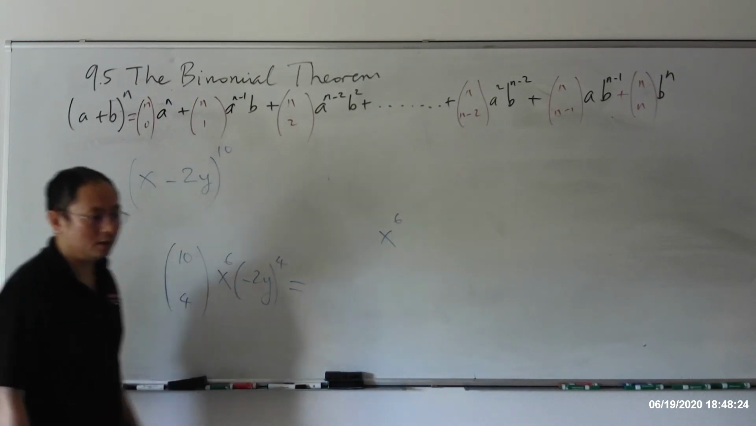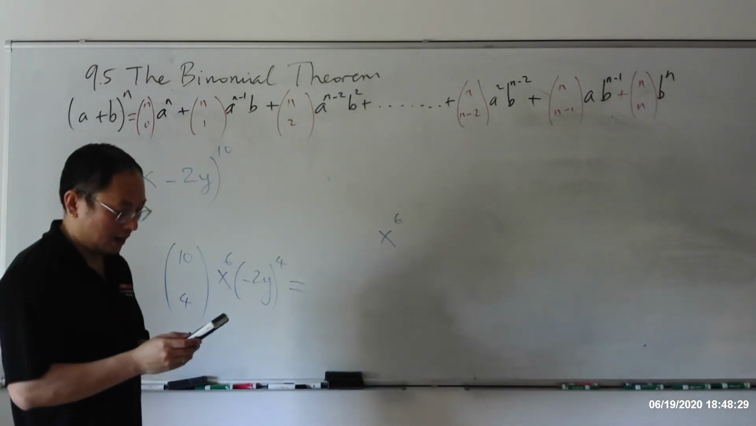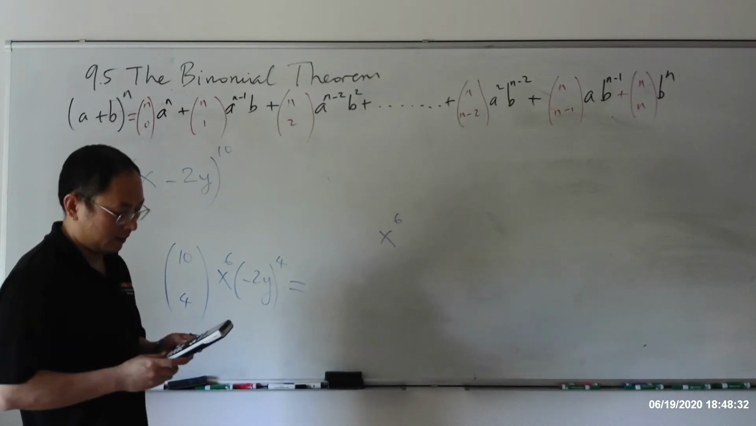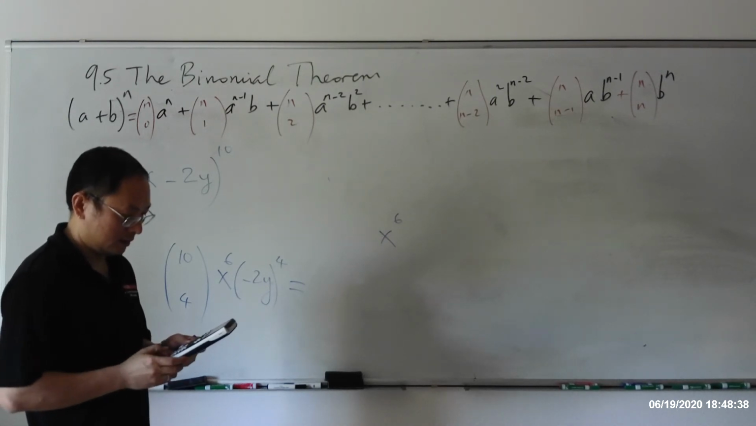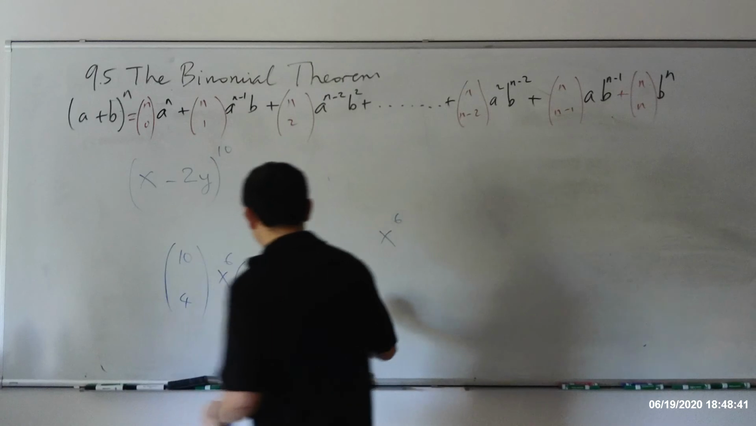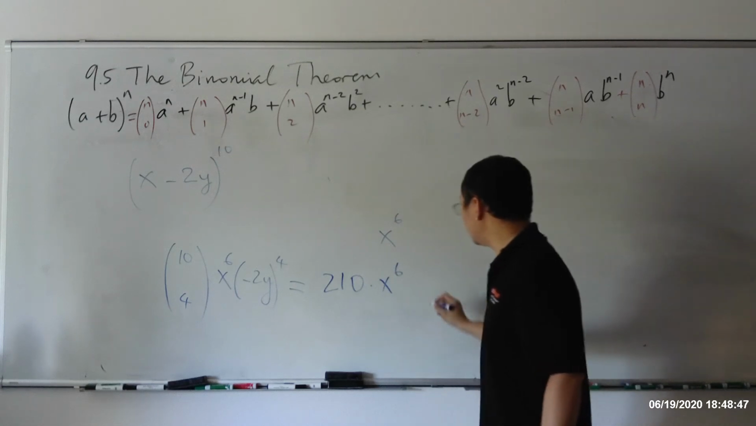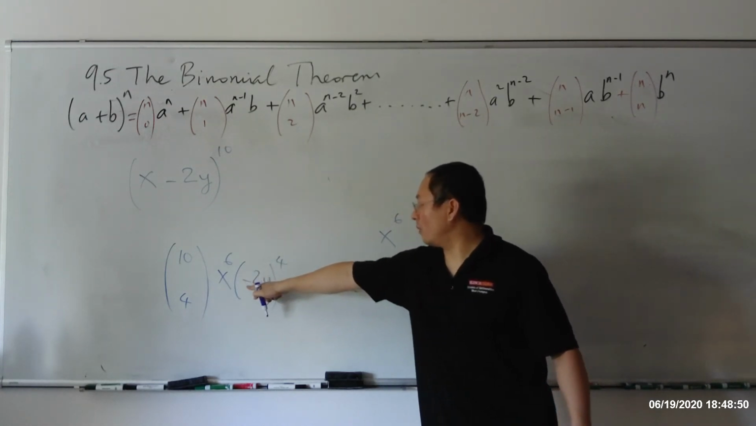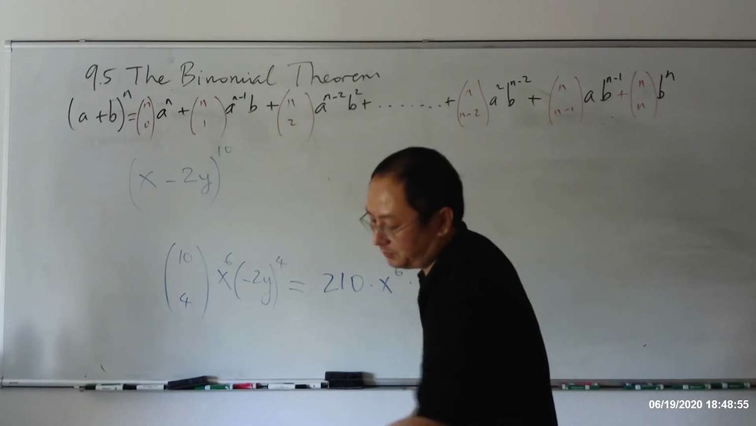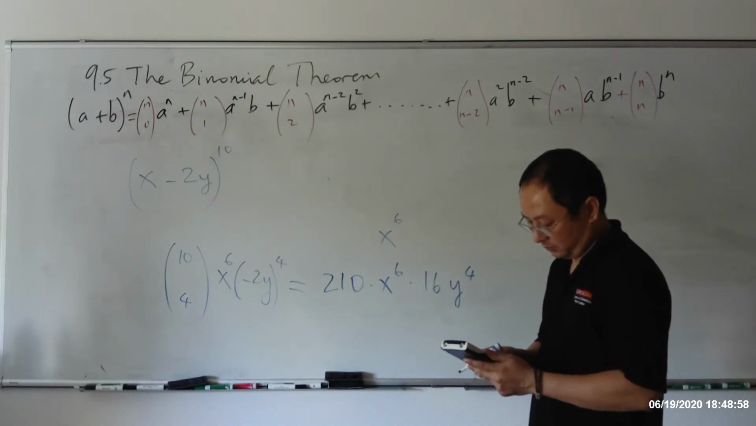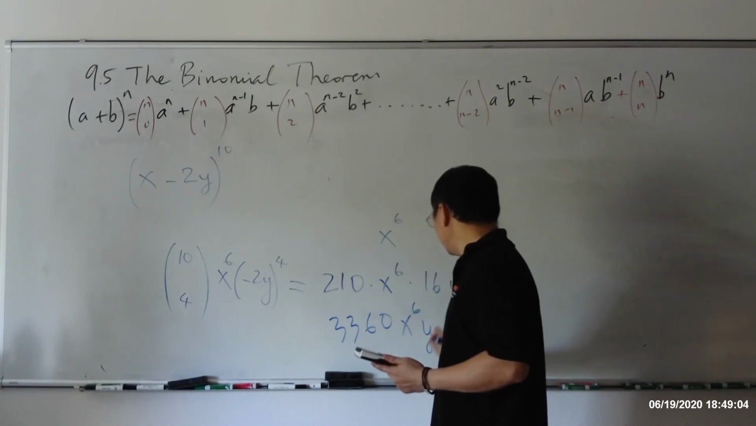So 10 choose 4. Again, let me cheat a little using the calculator. Math, probability, combination, 10 choose 4 is equal to 210. That's going to be 210 times x to the 6th, and 2 to the 4th is 16, and the minus sign cancels out because of the even exponent, times 16 y to the 4th. Then 210 times 16 is 3360 x to the 6th y to the 4th.